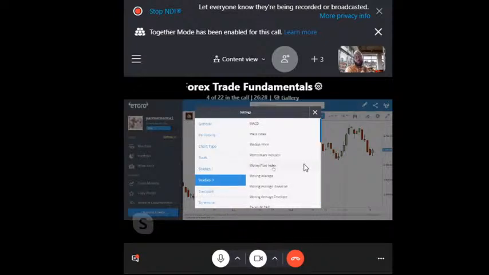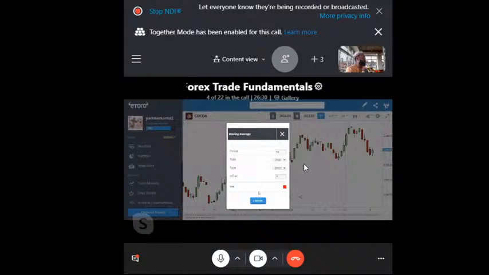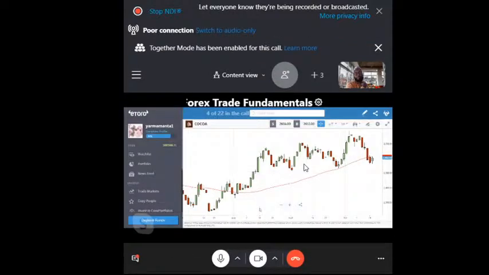Okay, we look for moving averages in studies. Now look at the moving average. What do we have currently? Can somebody tell me what we are having on cocoa currently? There is a signal. Yes, sell signal. Okay, somebody says sell signal. Do you agree?